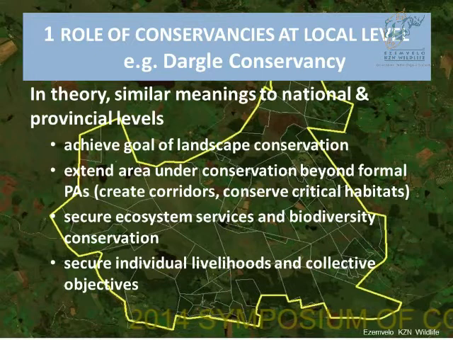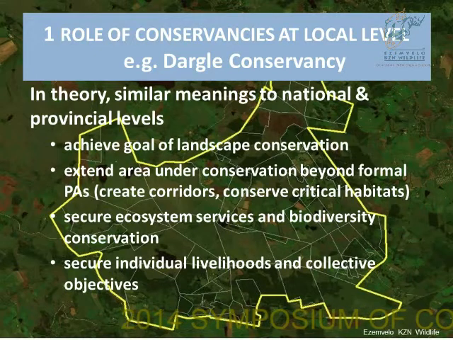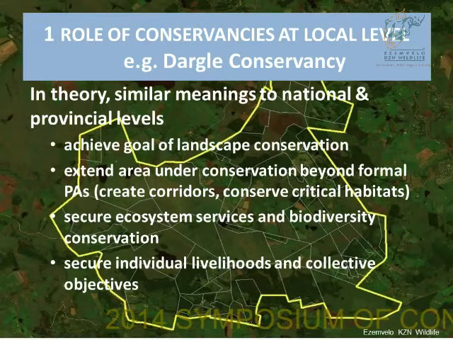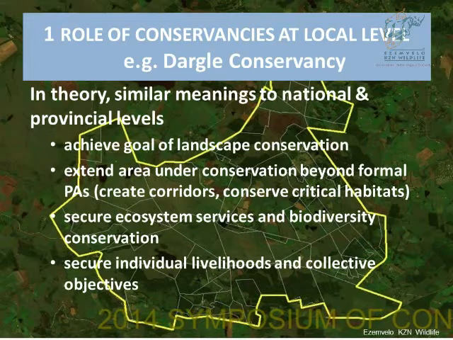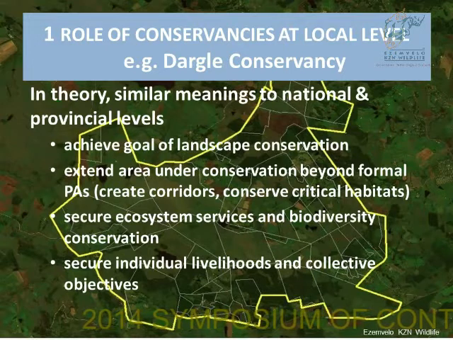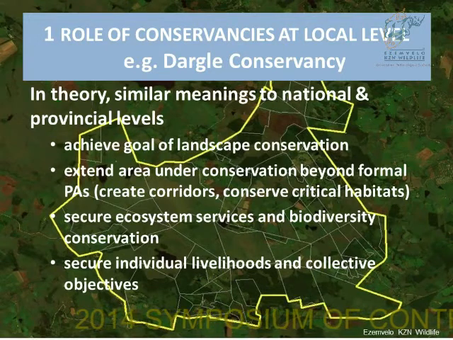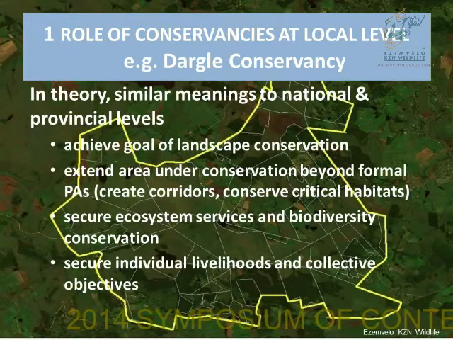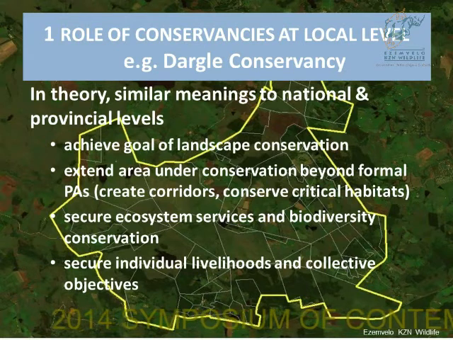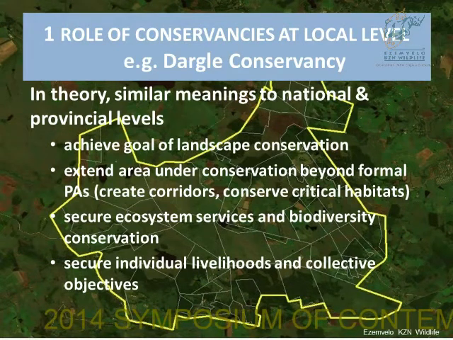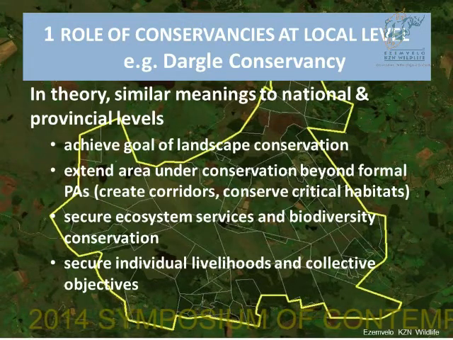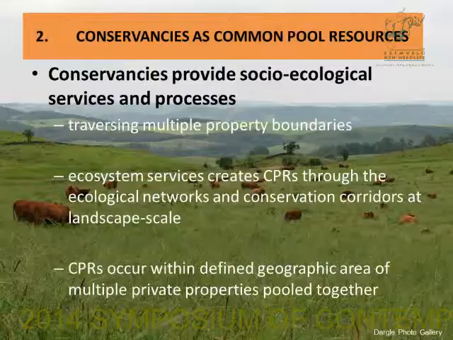In theory, at the Dargle Conservancy level, similar meanings are supposed to be expressed. These include achieving landscape conservation, extending areas under conservation, securing ecosystem services and biodiversity conservation, and also looking out for individual livelihoods in the context of these collective conservation objectives. From that map in the background, you can see the boundary of the Dargle Conservancy in bold yellow, and then the multiple private properties that create this common pool resource at the Dargle Conservancy level.